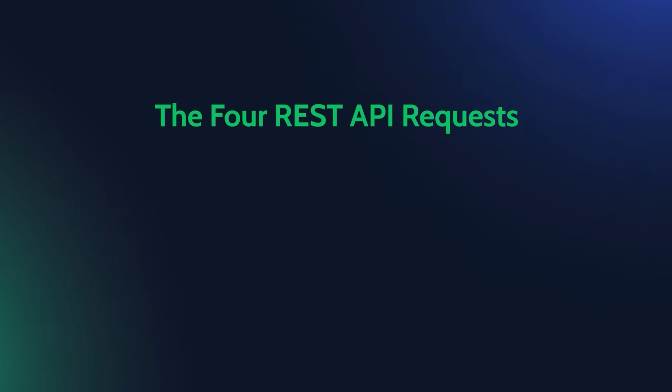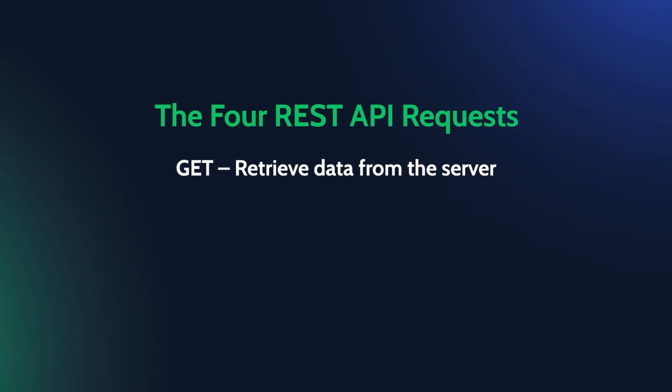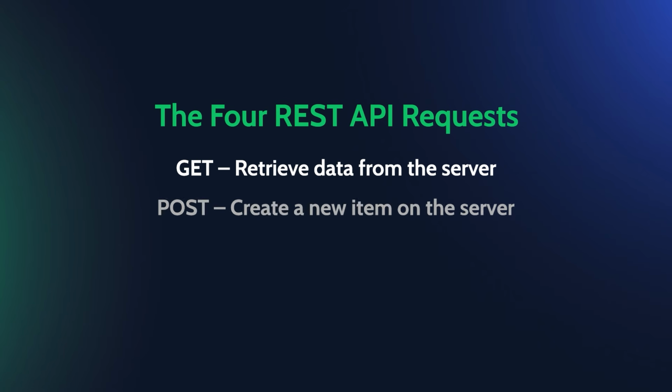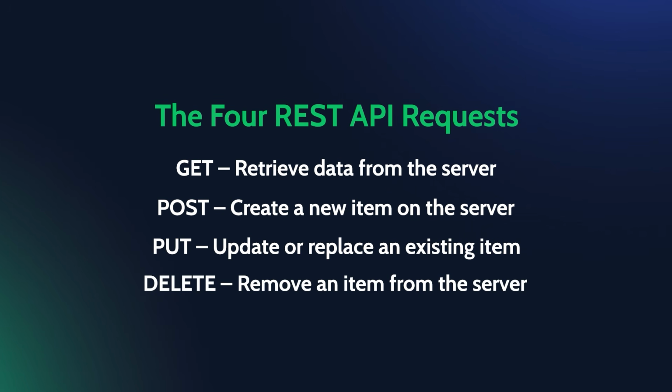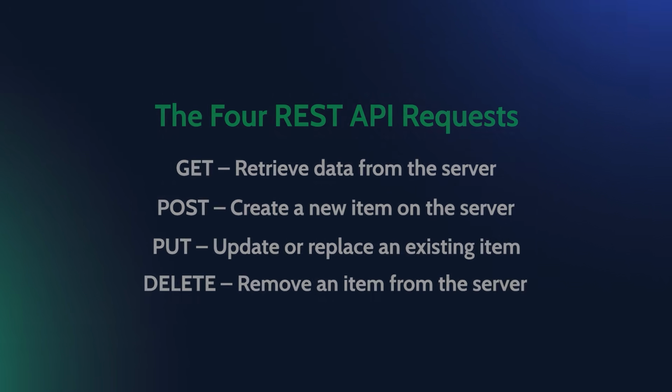REST APIs use 4 core HTTP methods, the foundation of all requests. GET – retrieve specific data from the server. POST – send data to the server to create a new item, for example a blog post, a user account, or a product. PUT – send data to the server to update or replace an existing record. Delete – remove data from the server.